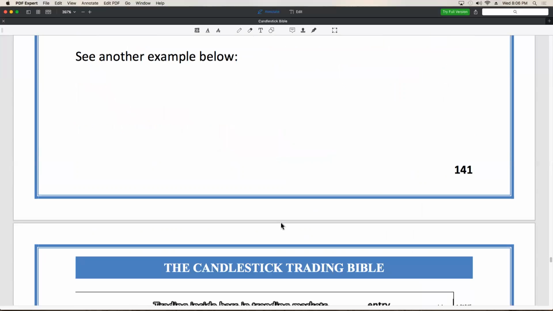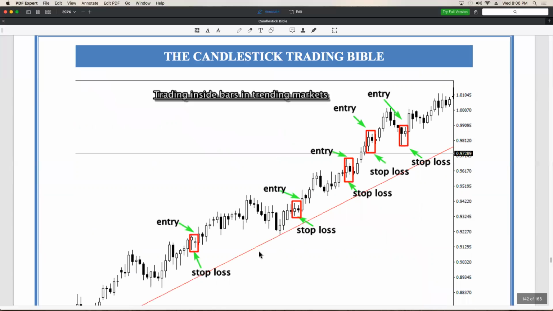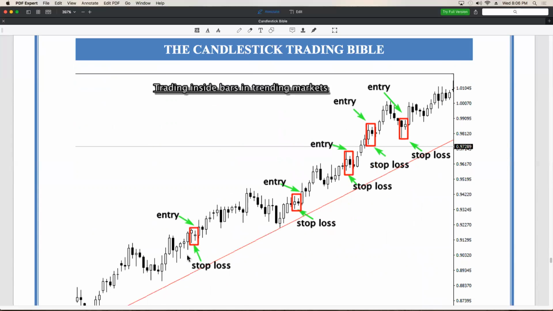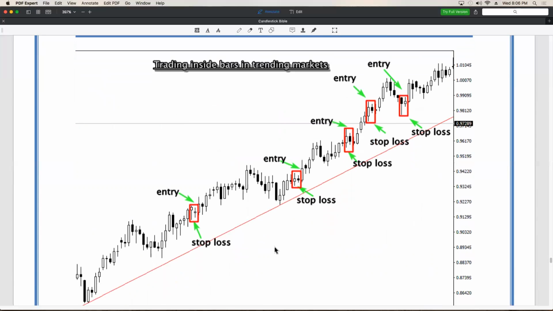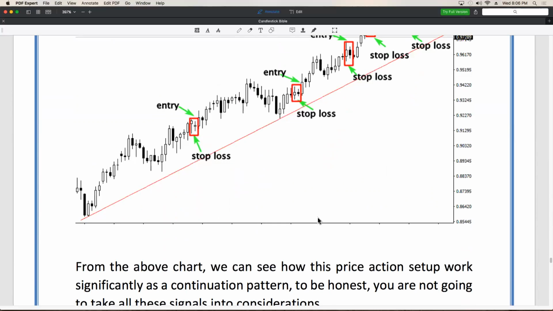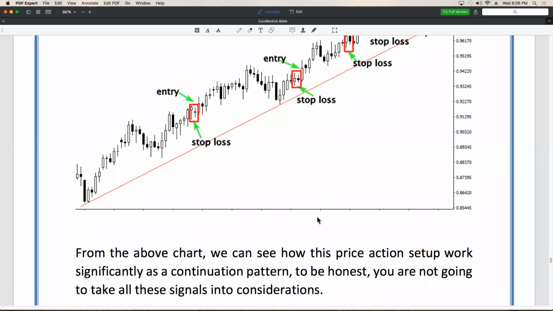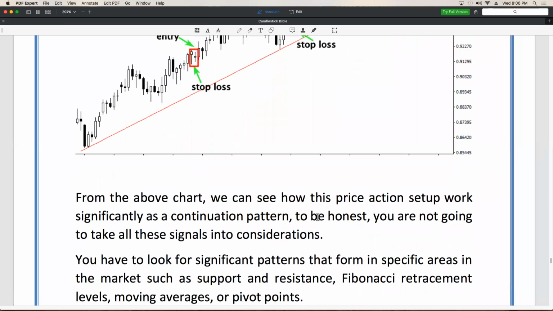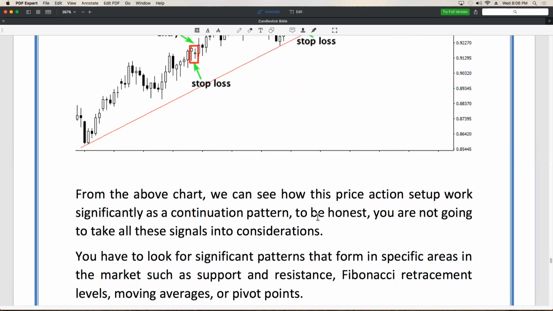Okay, let's see another example below. Here is what I had gotten a little confused on: trading inside bars in a trending market upward. Now from the above chart, we can see how this price action setup works significantly as a continuation pattern. To be honest, you're not going to take all these signals into consideration. You'd have to look for significant patterns like the mother and the, well, this to me should be the engulfing, it should be the other way around. That's what kind of threw me off.